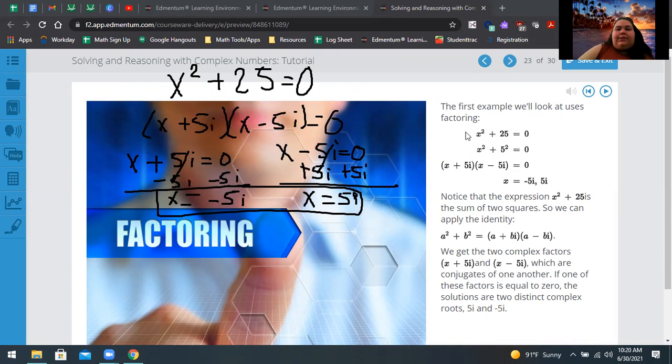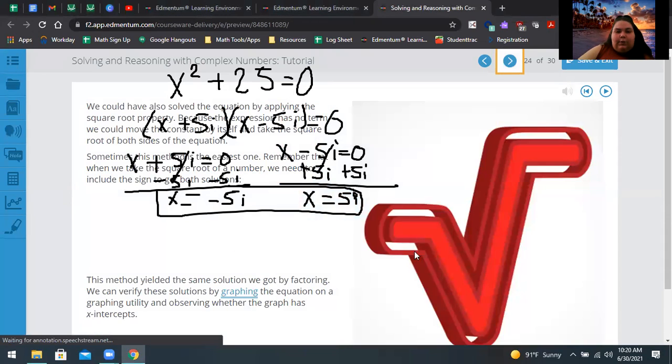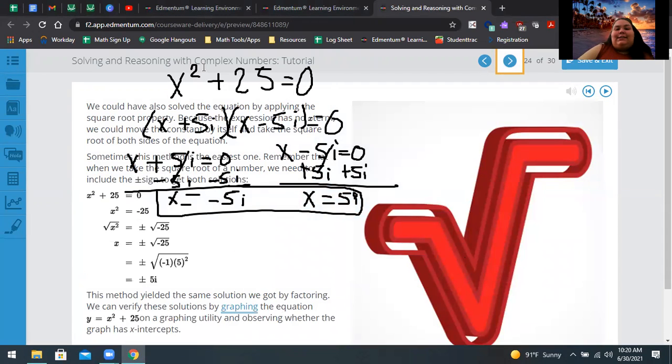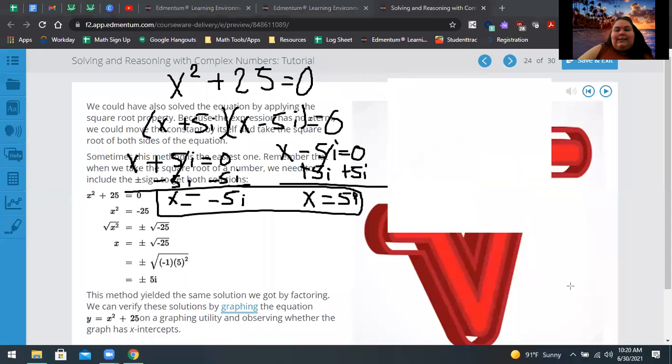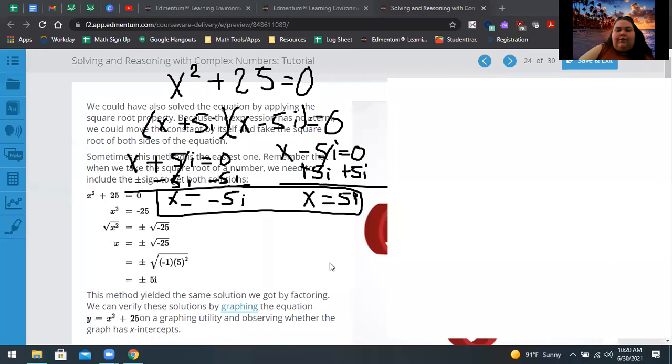Now, can I come up with the same answer using the square root method? Yes, I can. For this one specifically, I'm going to do it over here, almost like a side-by-side comparison. Different steps in solving, or a different method to solve, but you still get the same answer. So we have x squared plus 25 is equal to 0. Now, again, I want to isolate my x squared. I'm trying to get x alone.